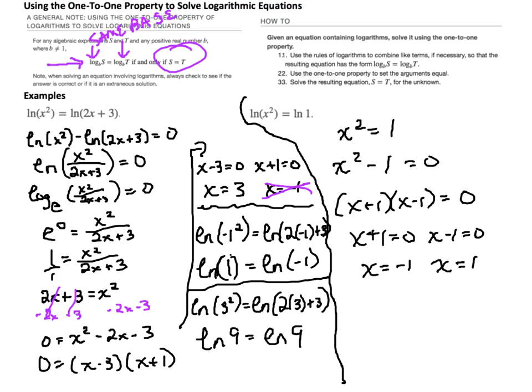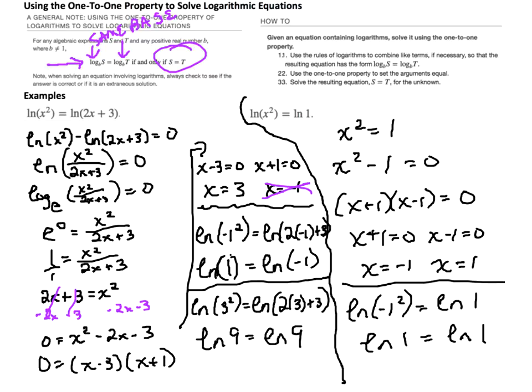And both of these solutions do work, because watch what happens. Even the -1, if I take the ln of -1 squared, equaling the ln of 1, -1 squared is 1, so the ln of 1 is the ln of 1. And same thing with +1. So we're good with both of those solutions.